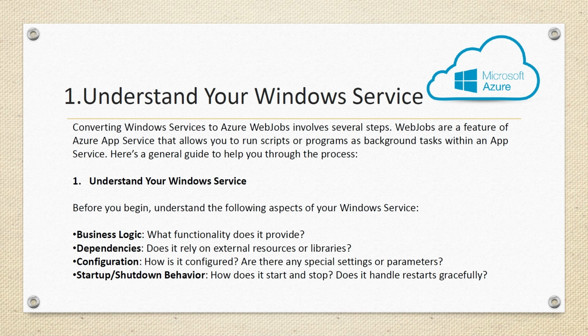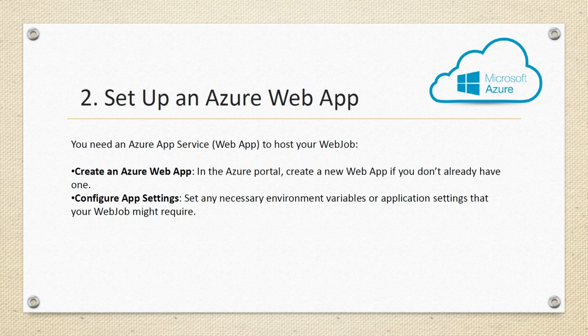environment. Okay, so if you have an understanding of these points, then you are easily able to convert your Windows service to web jobs. So understand your Windows service, and you must have knowledge of these few points. Second, once you have all the understanding about your current running environment, now we can start with your web app, for the web jobs that we are converting from Windows service to web jobs.